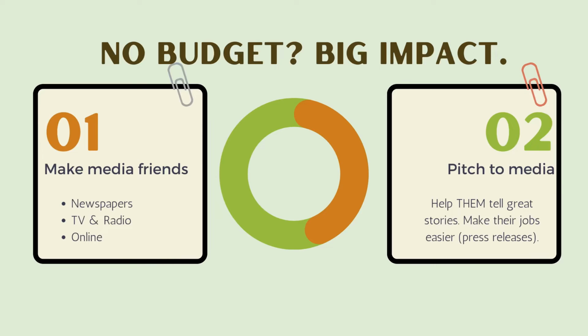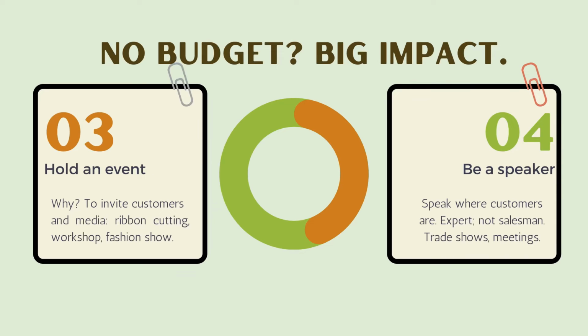And that brings us to number 2, pitch to the media. So you've established those relationships that are trusted. Now you can help them tell great stories and make their jobs easier. How are you going to do that? Well, you do the press releases and you write it like a journalist does. And I actually have another presentation about how to write a great press release that the media is looking for. And that's also on Onabin's Facebook page.